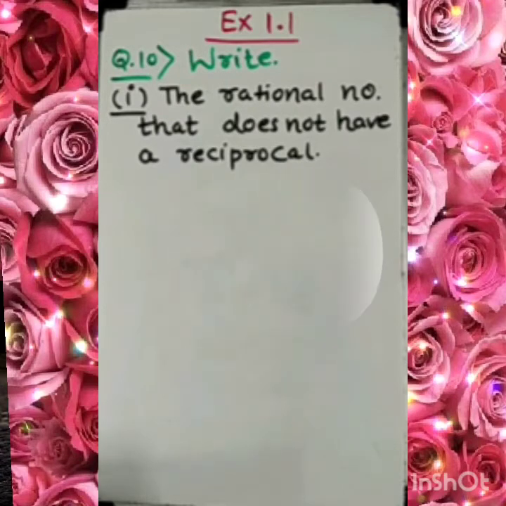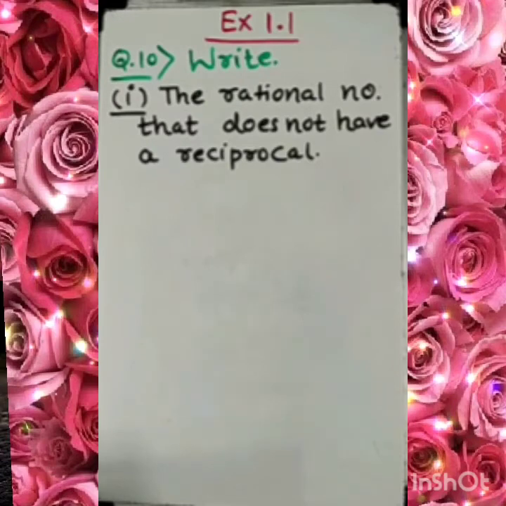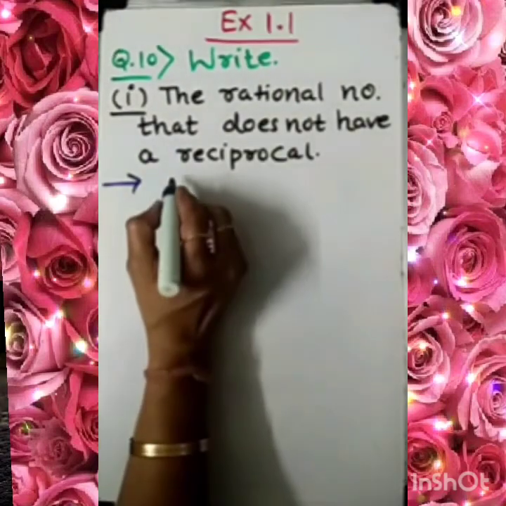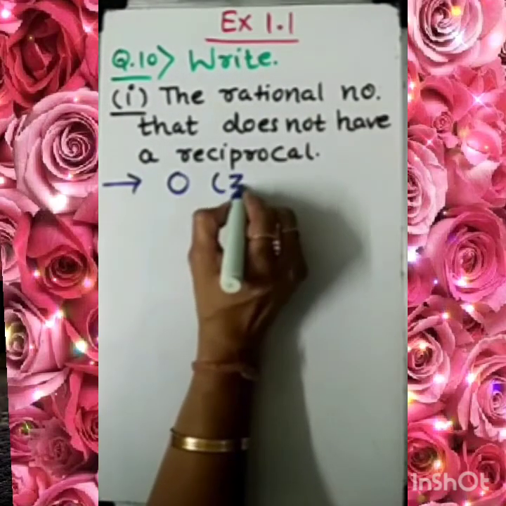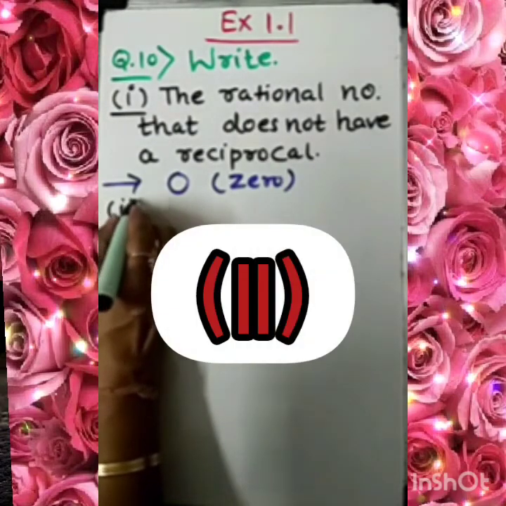So now question number 10 of exercise 1.1, which is in front of you. It says we need to give the answer. First, we are given the rational number that does not have a reciprocal. A number which does not have any reciprocal, of course we know, is 0. 0 does not have any reciprocal, because the reciprocal of 0 is not defined. So the answer is 0.